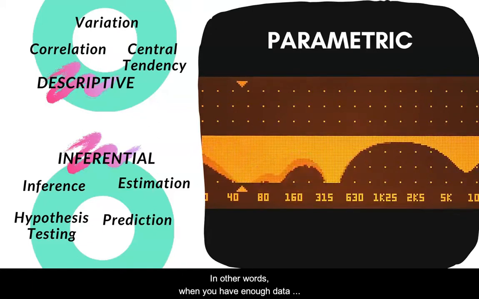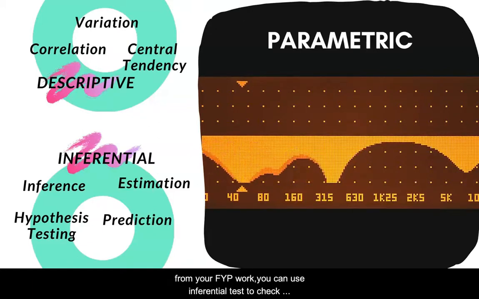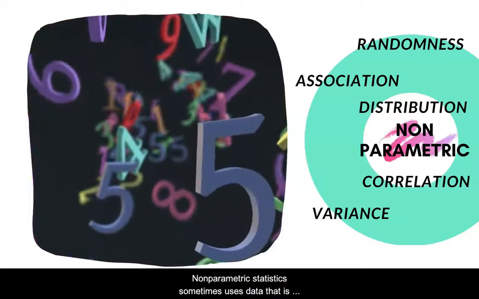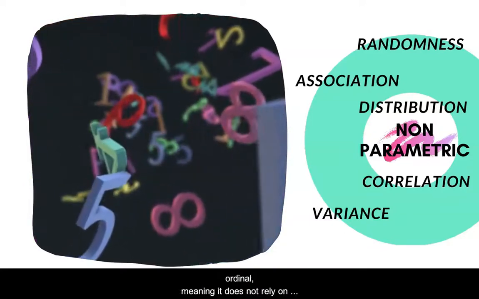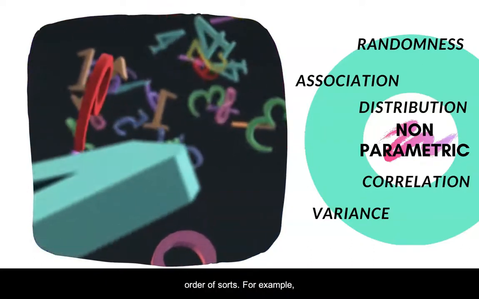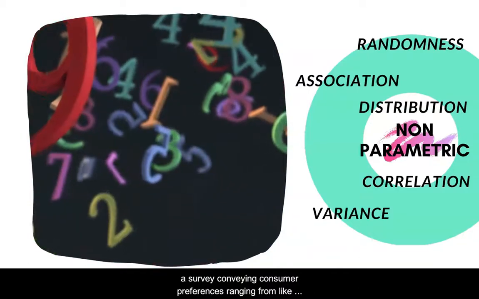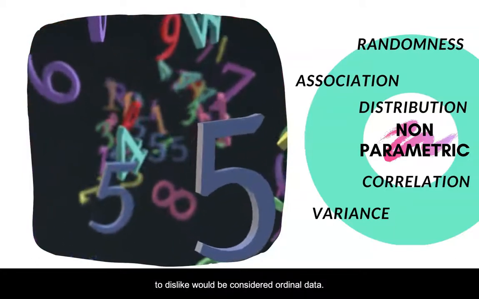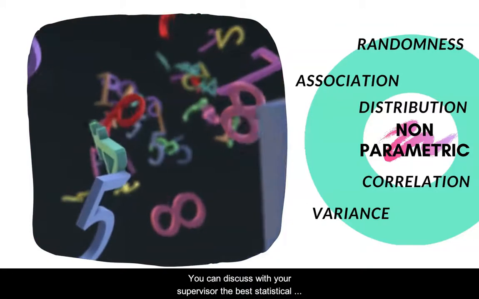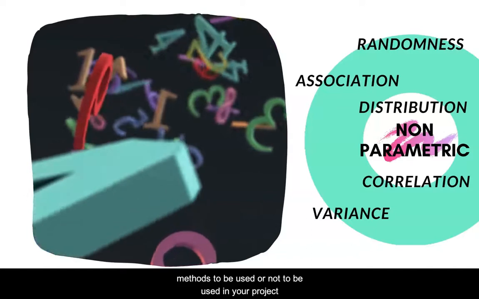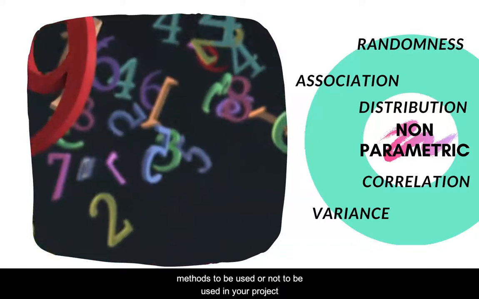In other words, when you have enough data from your FYP work, you can use inferential tests to check whether the project hypothesis is correct or not. Non-parametric statistics sometimes use data that is ordinal, meaning it does not rely on numbers but rather on a ranking or order of sorts. For example, a survey conveying consumers' preference ranging from like to dislike would be considered ordinal data. In analyzing your data, you can discuss with your supervisor the best statistical methods to be used or not to be used in your project.